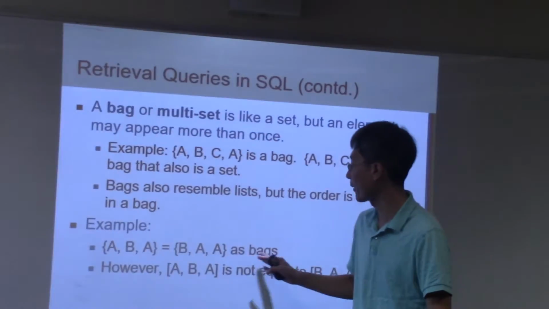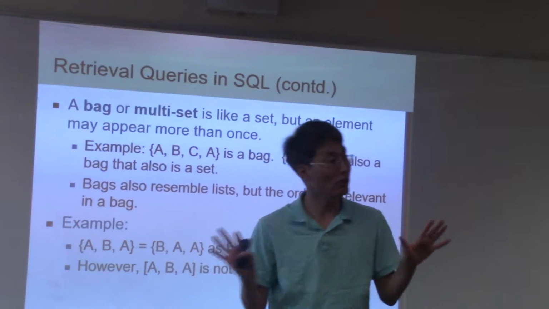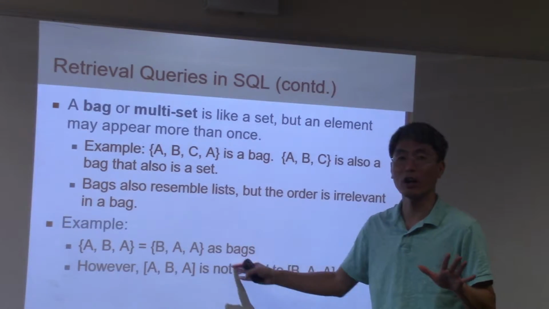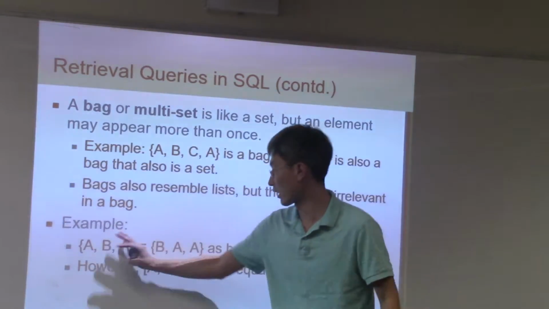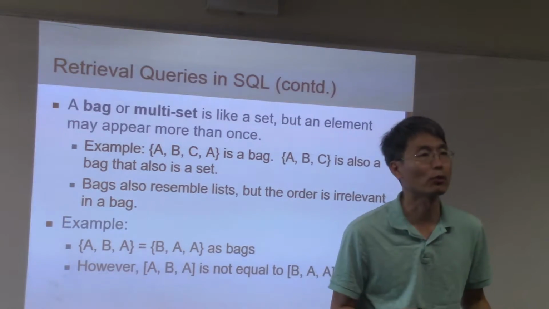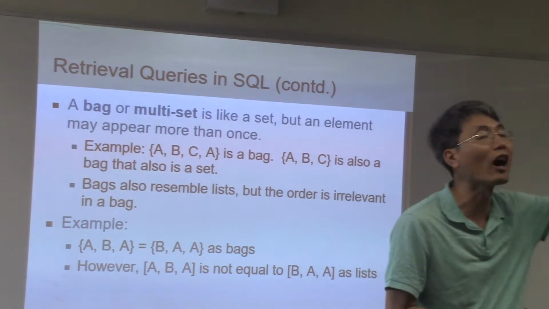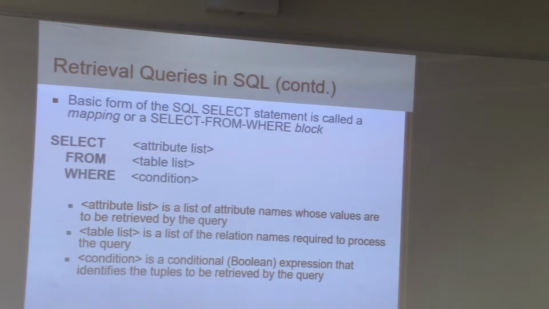Also, in terms of a bag, AB and BA are not different. It's the same thing in the relational model, although a relation does not allow duplicate data. But BA and AB are the same because it's non-ordered, as long as you have the same data.